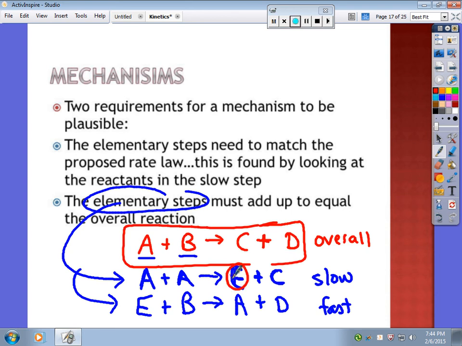This is an intermediate. What is an intermediate? An intermediate is made by one step and used up by the other. So it's made in this first step and is used up by this step. You never see it in the end, do you, if it's going really fast? If you slow it down, you see it appear.